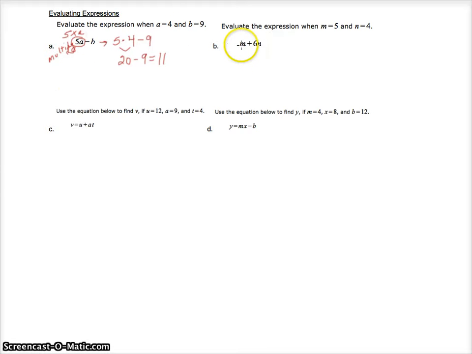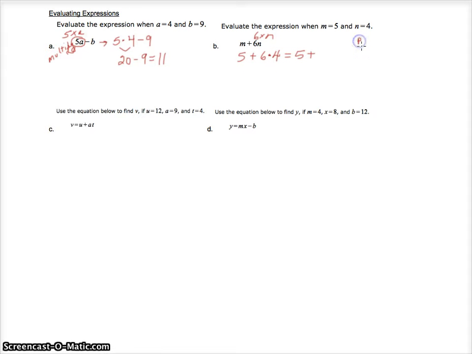So for letter B, it says m plus 6 times n. So we need to think 6 times n. When I replace my m and my n, m is 5, so it'll be 5 plus 6 times the value of n, which was 4. And then I have to follow order of operations.